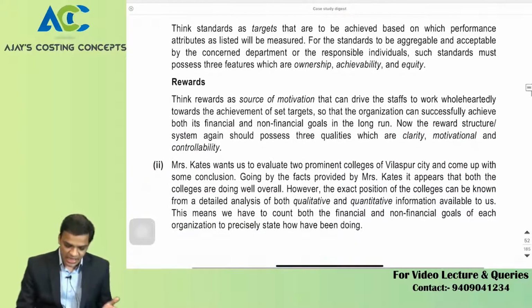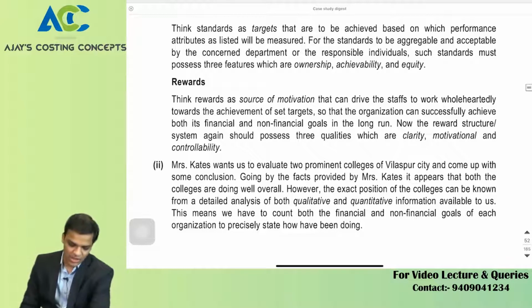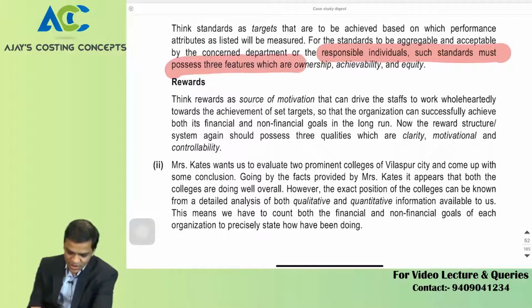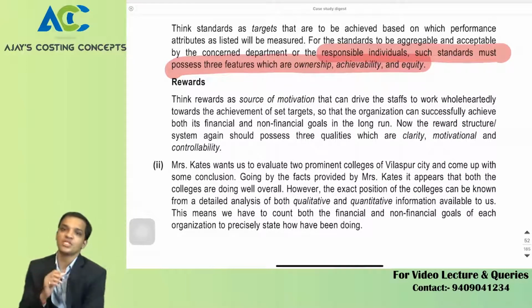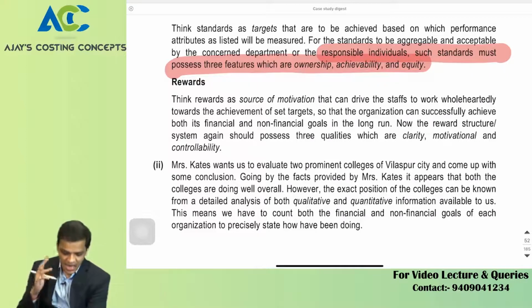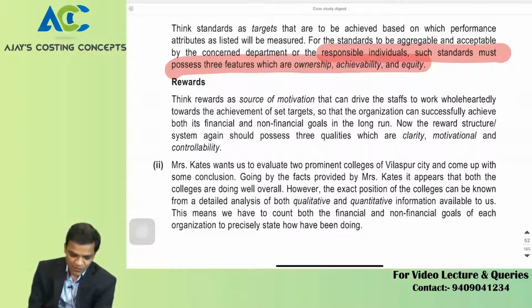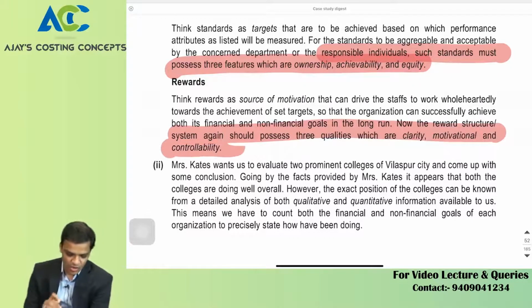Think of standards as targets, achieved based on what attribute skills have been provided. The standards should be agreeable and acceptable. The concerned department and responsible individual must possess ownership, equity, and achievability. And the rewards must be motivating, clear, and controlled. Think of reward as a resource of motivation that can drive staff to work wholeheartedly towards the set targets, so that the organization can successfully achieve both its financial and non-financial goals in the long run. The reward should have three qualities: clarity, motivation, and control.